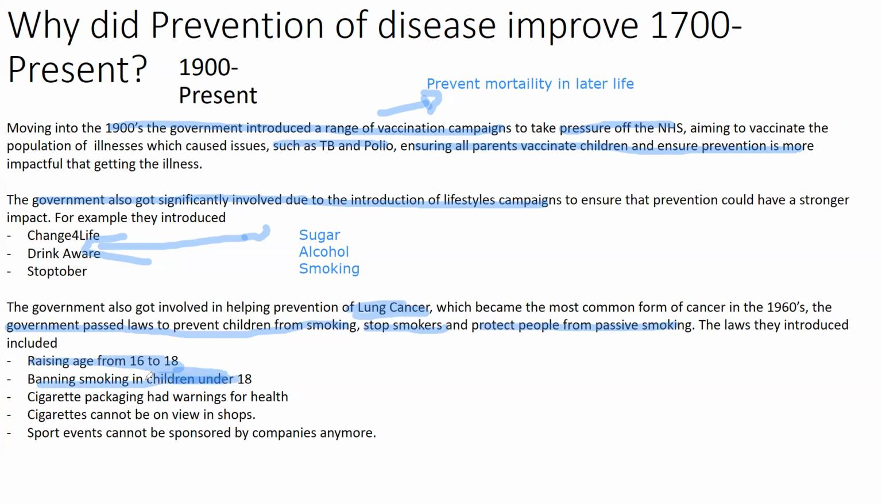Banning smoking in cars with children under 18. Cigarette packaging had health warnings. Cigarettes cannot be in view in shops, and sport events cannot be sponsored by tobacco companies anymore.